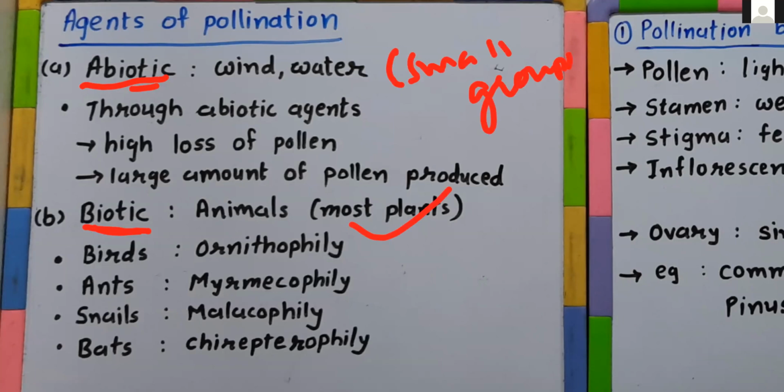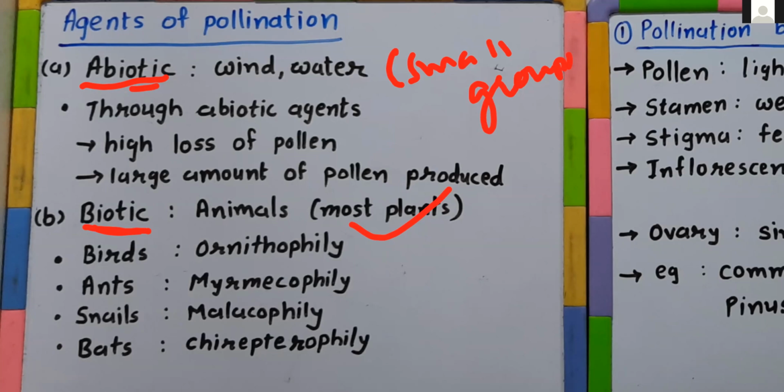Particularly when you talk about abiotic agents, very high loss of pollen grain occurs over here. It's not a targeted one. This kind of pollination is not a pinpoint targeted one. So pollen grains coming in contact with the stigma is a chance factor. For example, when they are released in the wind, there is a chance that the floating pollen will drop on the stigma. It's not necessary it will happen all the time. Same is the case when you use water for pollination.